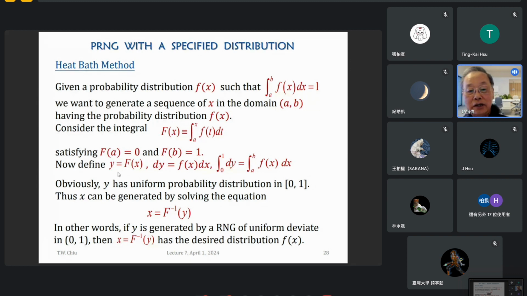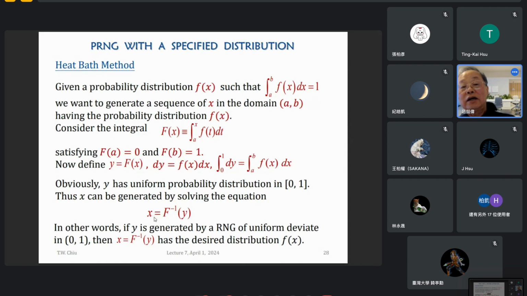Suppose you can solve this analytically, then you get x in terms of y. Now, y is a uniform deviate from 0 to 1, a uniform distribution from 0 to 1. So y can be generated by the random number generator of uniform deviates in 0 and 1. Once y is given, then I can compute x by this solution here. And then the x obtained will have the desired distribution fx. You see? So you use the uniform random number generator, generate these y random numbers, and then plug into this equation here, and then you obtain x.